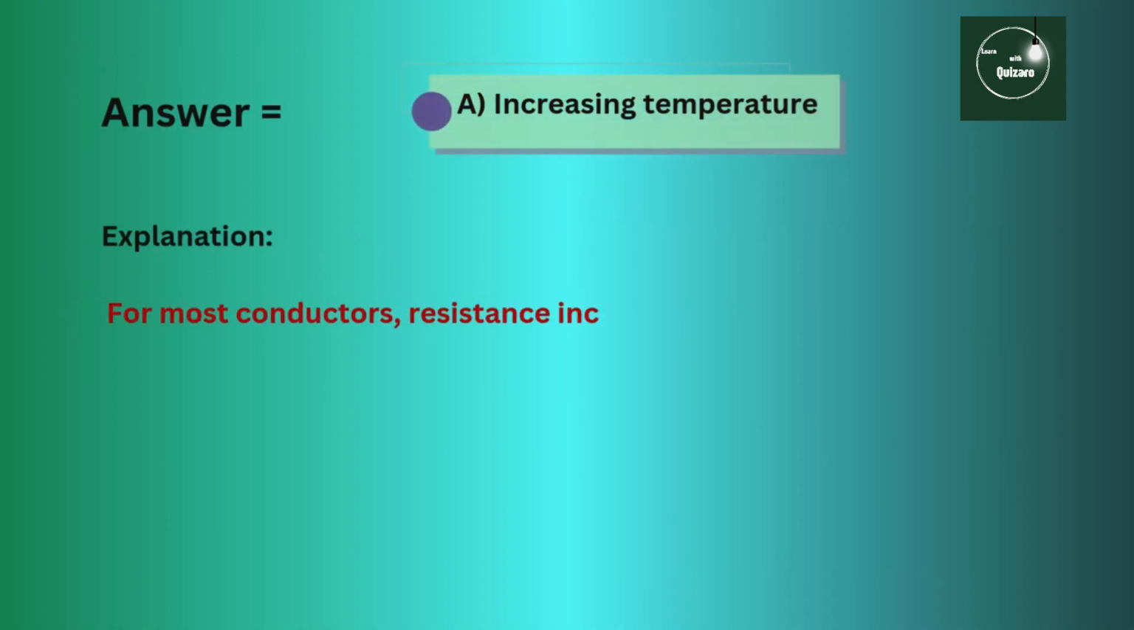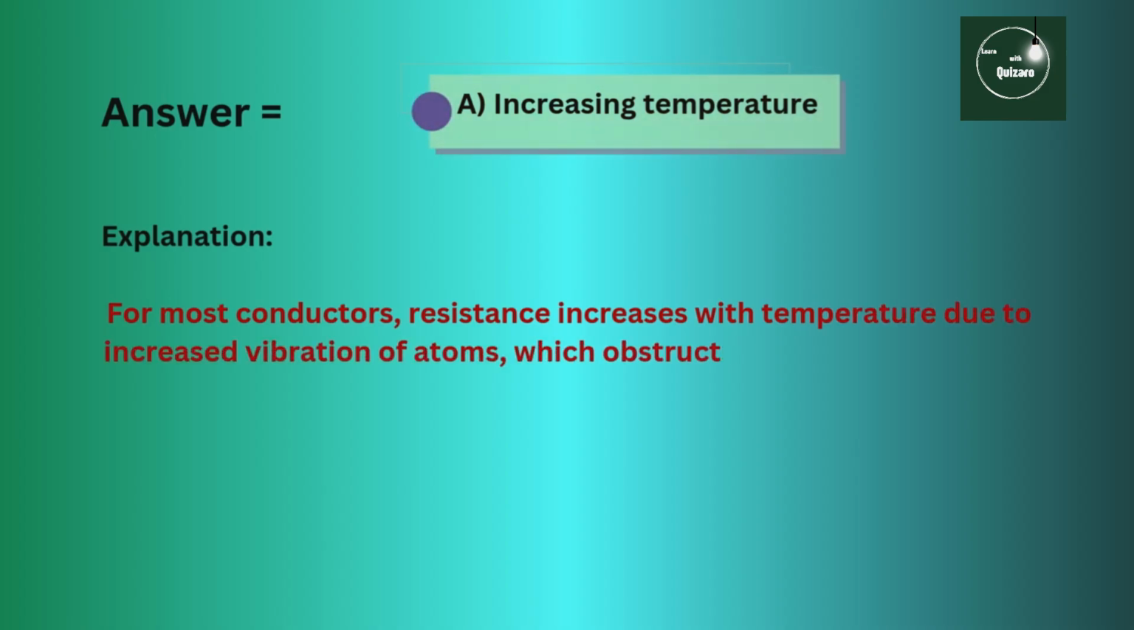Answer is A. Increasing temperature. For most conductors, resistance increases with temperature due to increased vibration of atoms, which obstructs the flow of electrons.